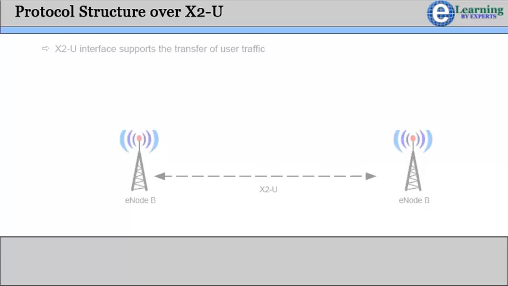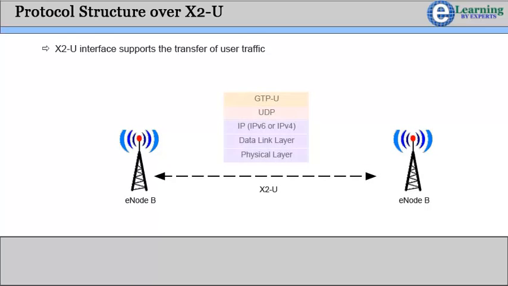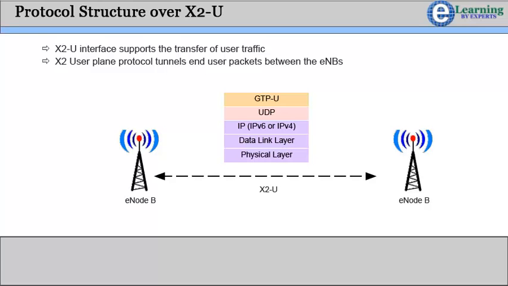X2U interface supports the transfer of user traffic. It is same as S1 user plane protocol interface. X2 user plane protocol tunnels end user packets between the eNode Bs. The X2U interface provides non-guaranteed delivery of user plane PDU between eNode B.